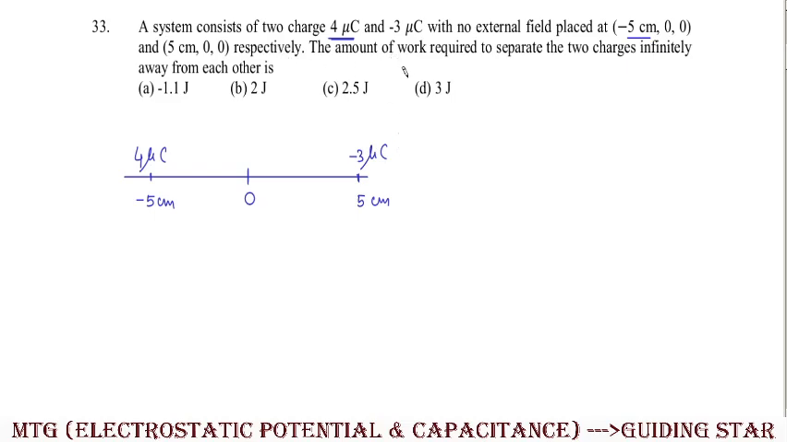The amount of work required to separate the two charges means that if we put these two charges individually at infinity, suppose infinity is somewhere over here, so the charges are infinitely away from each other. Suppose minus 3 will be at plus infinity and 4 will be over there at its location. How much work is required in that case? It is the same as the work required to put the two charges in this system.